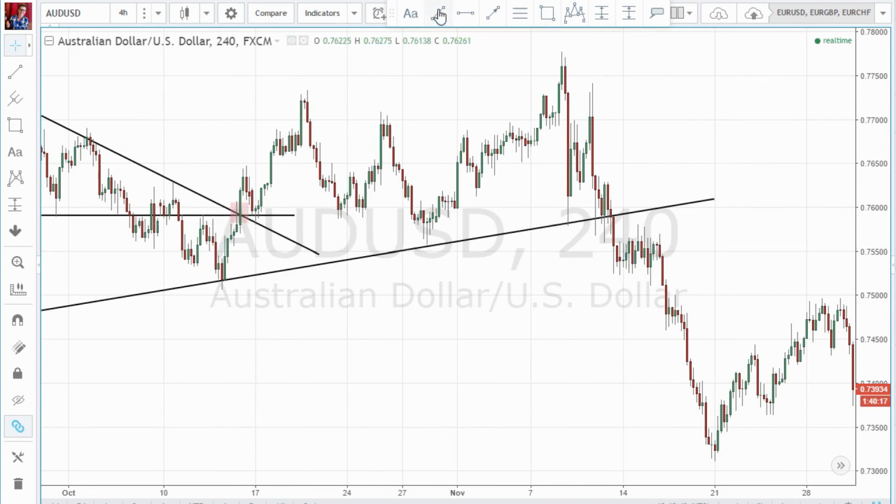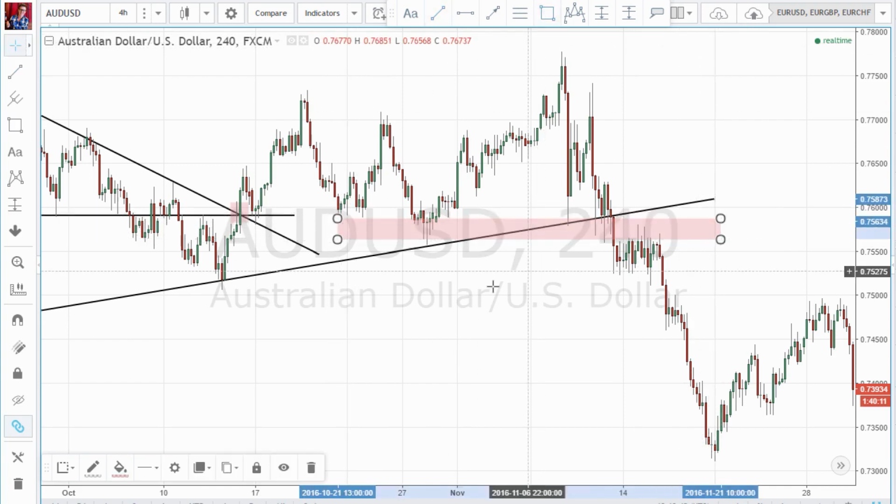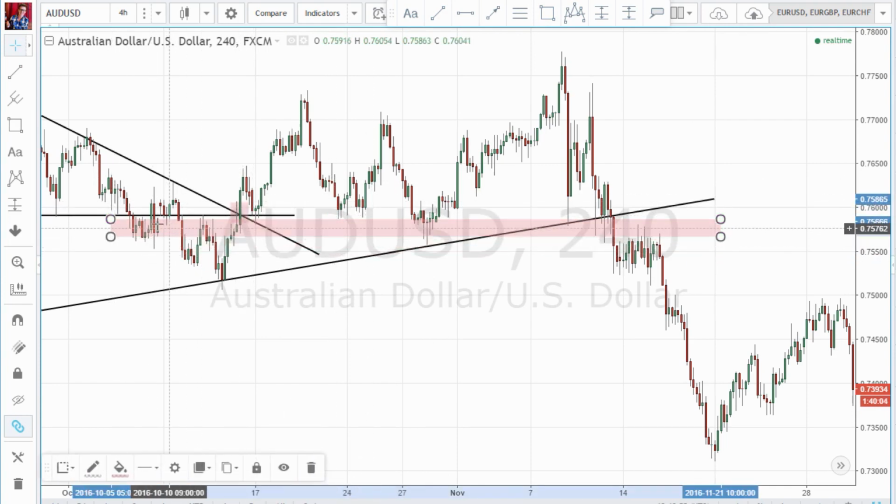At the same time, you can see that we are having some type of support area. In this area you can see that we have some wicks. This area is also falling into this area. You can see lots of reaction here, resistance, support, support, support. Then we break below it, came back into this, retested it from underneath as resistance, and then sold off.